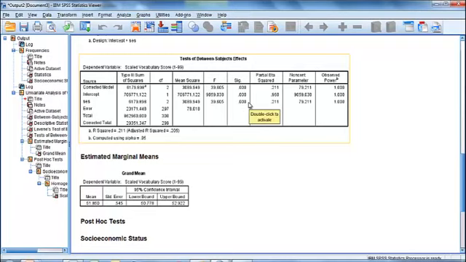The null hypothesis is that the means are equal, so we are assuming that they are to some extent different. The partial eta squared gives us an idea of how much variance in the dependent variable of vocabulary score is accounted for by socioeconomic status. So this tells us that about 21% of the variance in scale vocabulary score is explained by socioeconomic status.